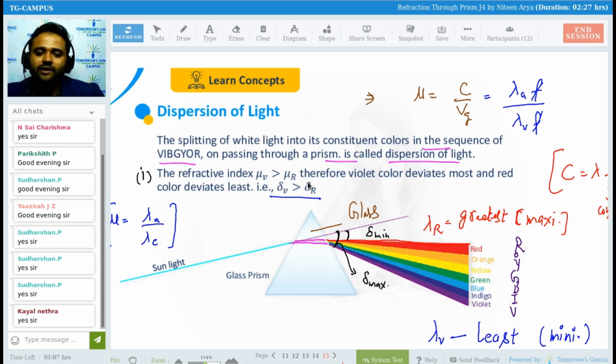Clear? In reverse, they can also ask: in the dispersion case, why is the angle of deviation for violet color maximum? Or which particular color has the maximum angle of deviation whenever white light passes through a prism? So first of all, you need to know the concept of dispersion of light. Second, which color is going to deviate more. Third, what is the angle of deviation. Is this clear, everyone? These points I've been saying for the last 2-3 minutes, are they clear or not?